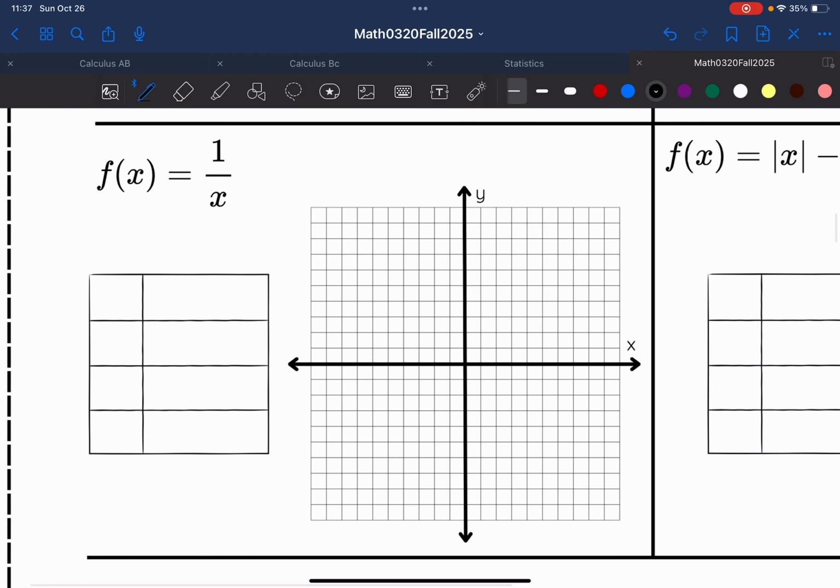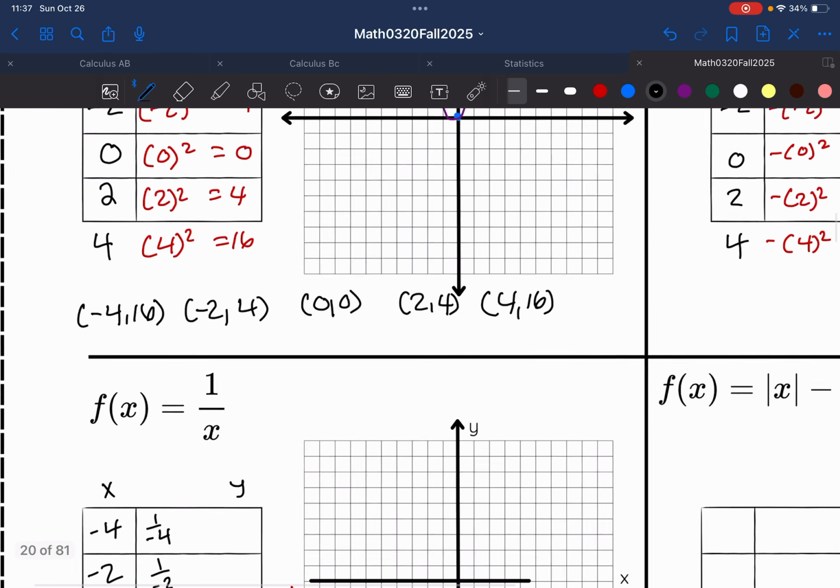Okay, so let's do this one. This is 1 over x. So I'm going to do my points. Here's my x, here's my y. I'm going to choose the same numbers, negative 4, negative 2, 0, 2, 4. And then I'm going to plug in these numbers in for x. So 1 over negative 4, 1 over negative 2, 1 over 0. Well, this is undefined, so we know that point is not going to exist on the graph. 1 over 2 and 1 over 4.